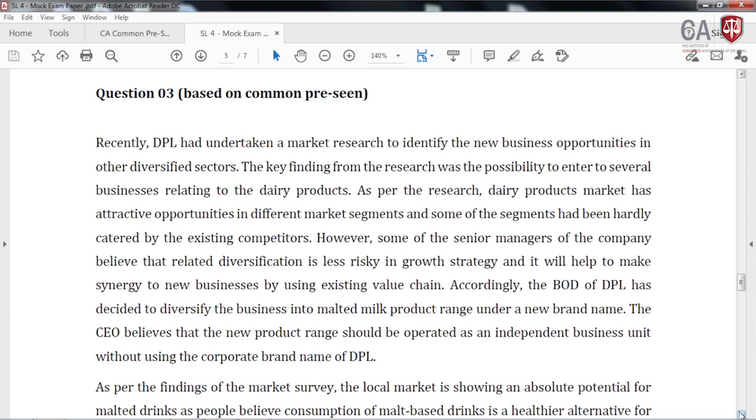Is it vertical expansion or horizontal expansion? This is not vertical expansion. Here you are not becoming either a supplier or a distributor. This is an expansion, this is an example of horizontal expansion. You start to do a similar activity.